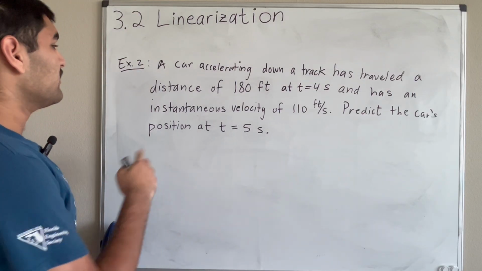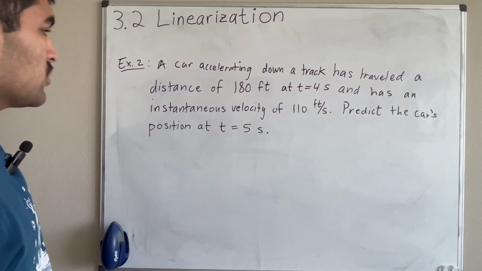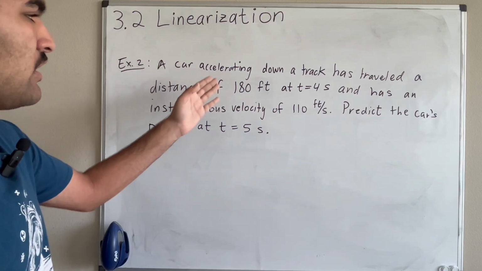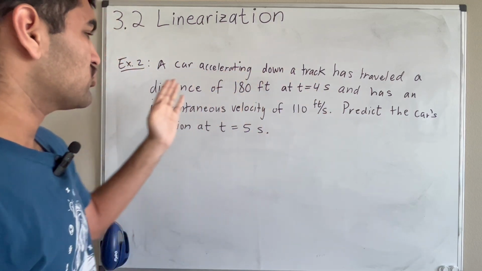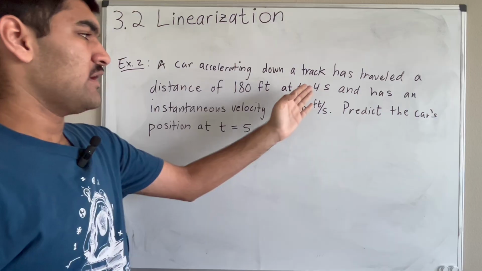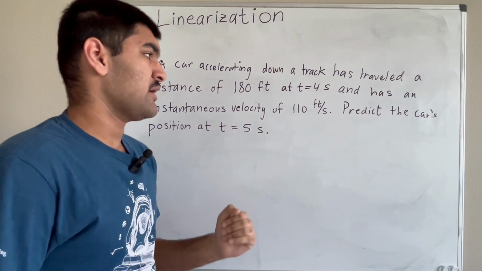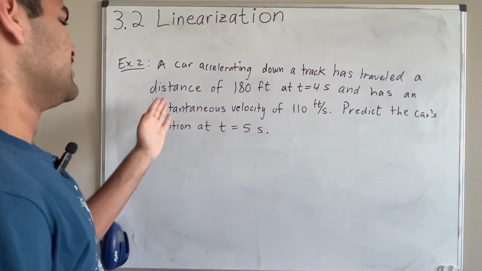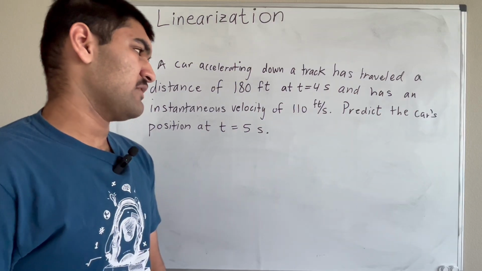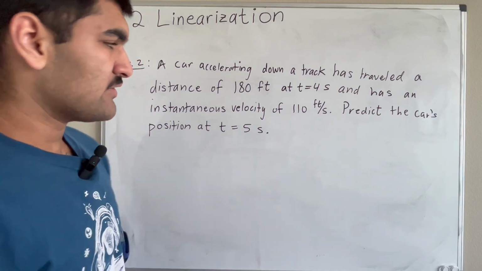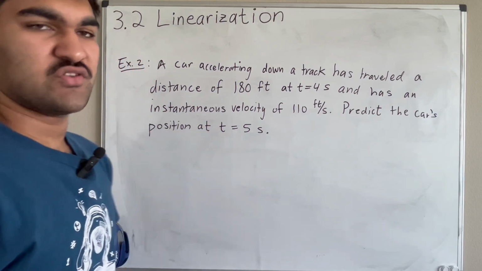So this is our next example. We have a car accelerating down a track, and it has traveled a distance of 180 feet at time equals 4 seconds. At time equals 4 seconds, it has an instantaneous velocity of 110 feet per second. Our goal is to predict the car's position at t equals 5 seconds.